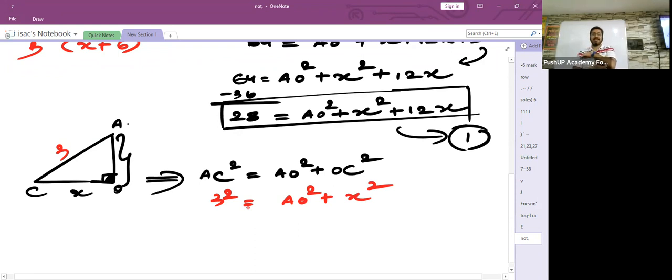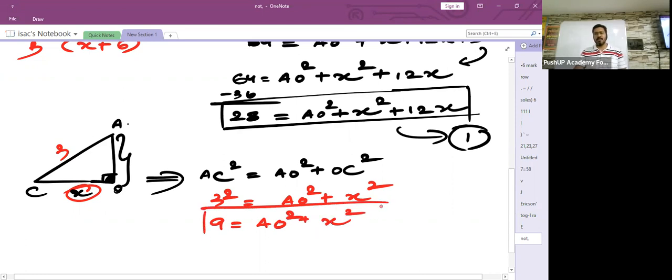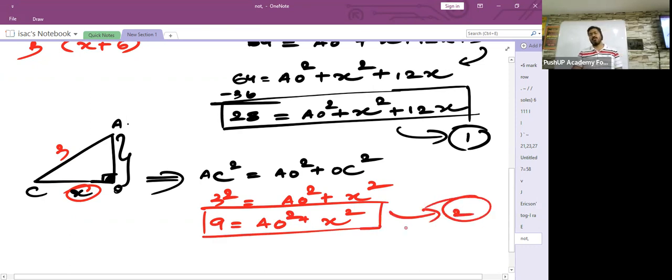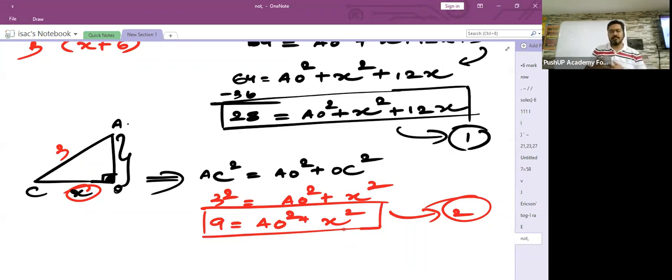Now, they were asking us to find the value of X. This is what we have to find. If you notice, children, we have got one more equation, which is 9 is equal to AO square plus X square. And this is equation number 2. 9 is equal to AO square plus X square.